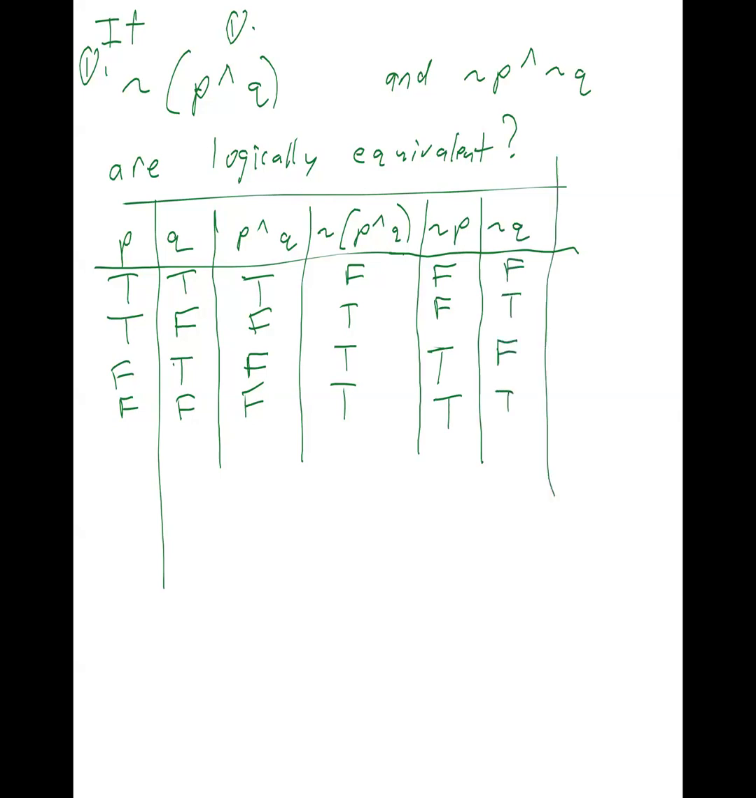Now there's only one further way to combine things together that we haven't done so far. Negative P, or not P, and not Q. Now, what is not P and not Q? What is not P and not Q?